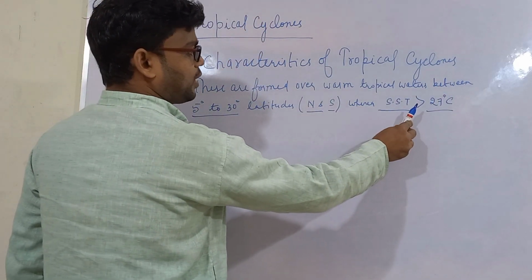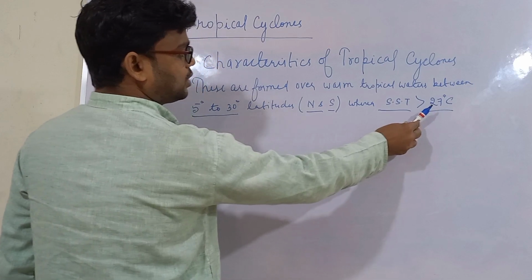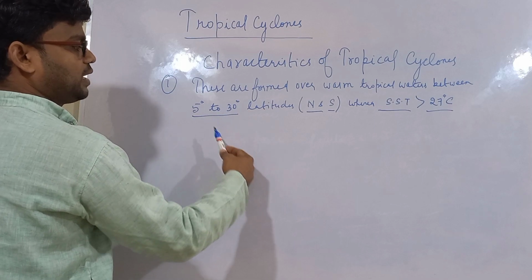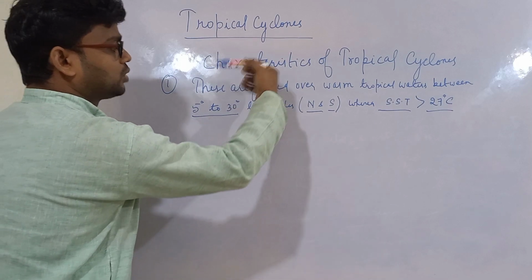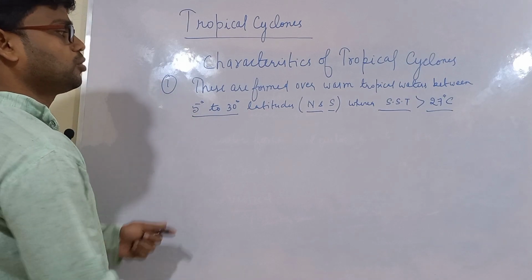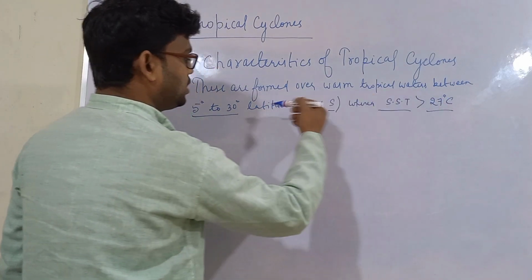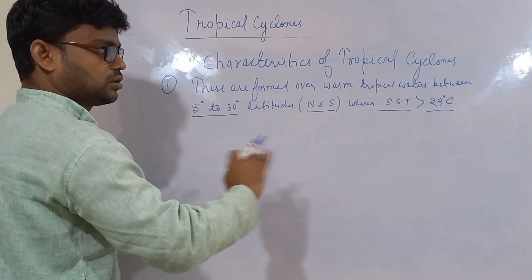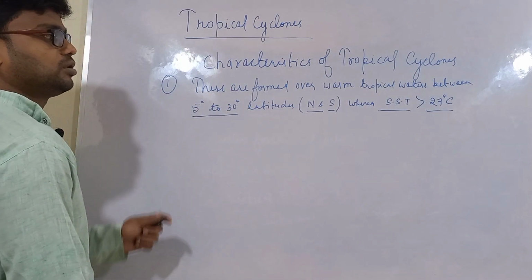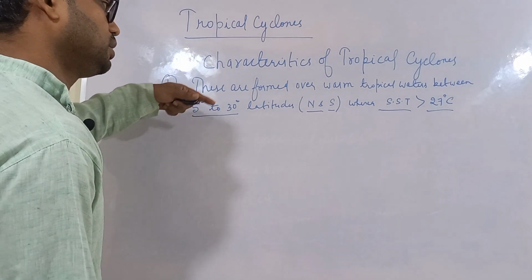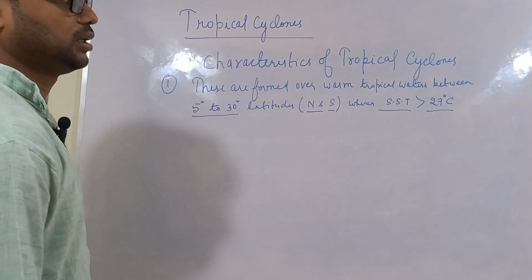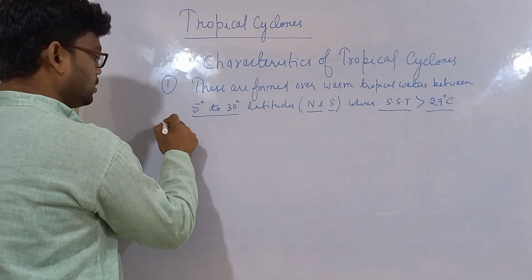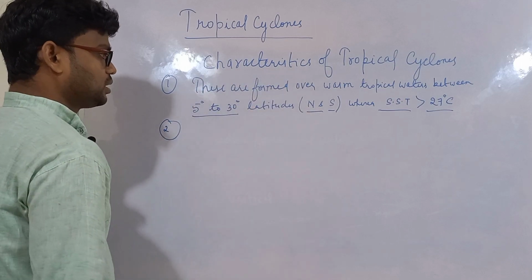Now we know the reasons why sea surface temperature greater than 27 degree is required and why 5 degree to 30 degree latitudes, because from 0 to 5 coriolis force is 0, and above 30 degree latitude these cyclones are not formed because the sea surface temperature decreases above 30 degree latitudes, means the temperature of the ocean surface water becomes very low, means cold water is present above 30 degree north latitude and below 30 degree south latitudes. Okay, so this is the first characteristic of tropical cyclone.